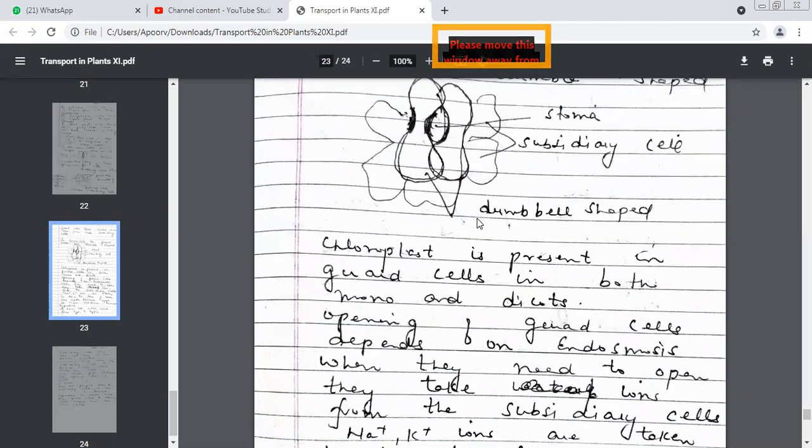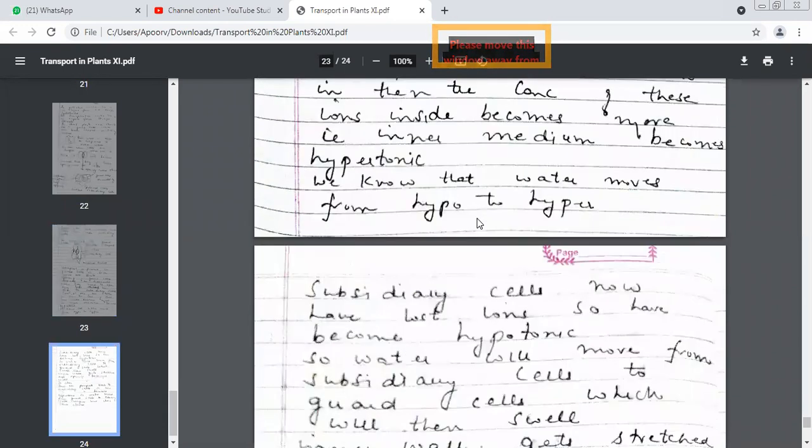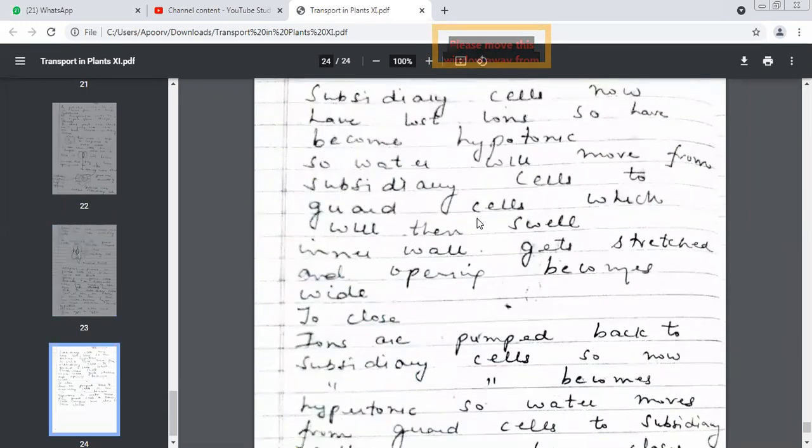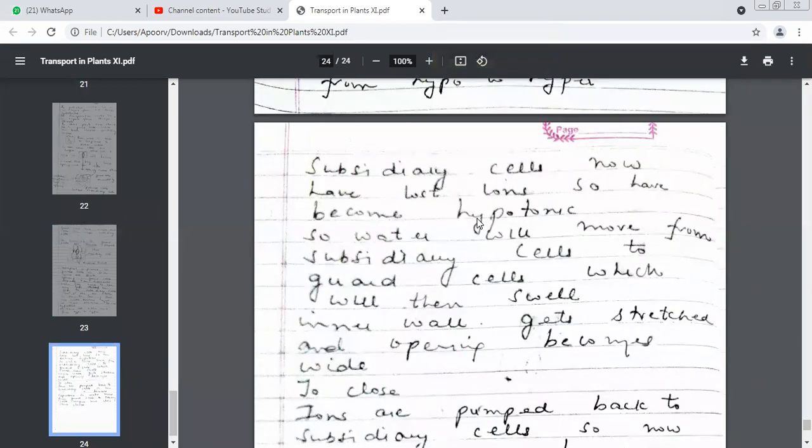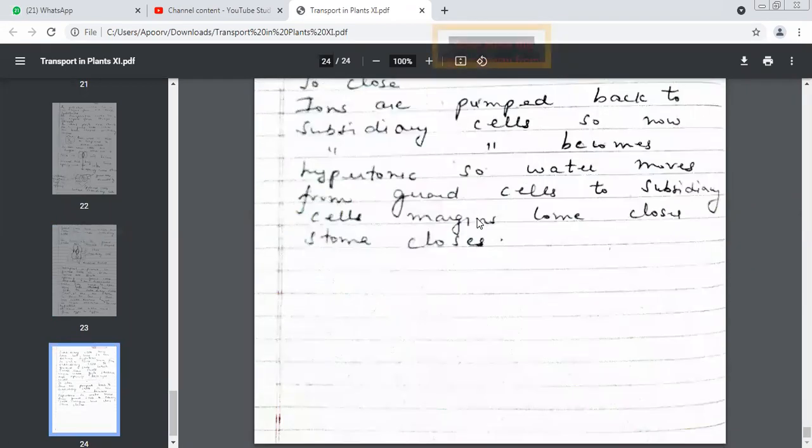Whether it is a monocot or a dicot, always remember guard cells contain two membranes, and they also contain chlorophyll. And whenever water goes inside, which membrane curves? The thicker one or the thinner one? Thicker. It's always the thicker one. Do you know the difference between them?